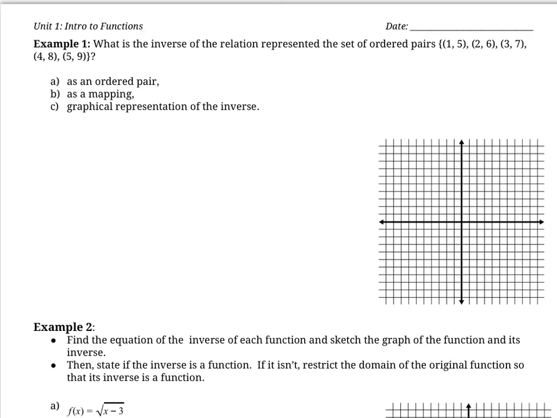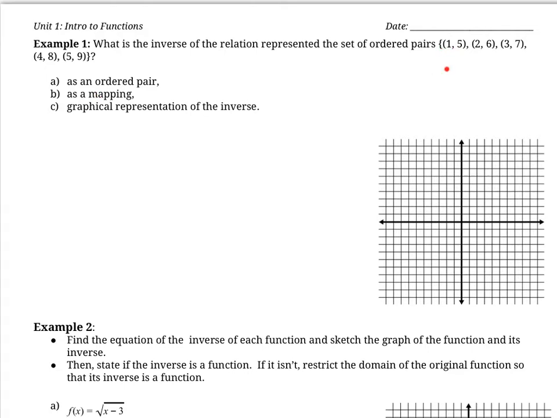Let's continue from where we left off today and start with example number 1. Example 1 says, what's the inverse of a relation that's represented by this set of ordered pairs? So can we write the inverse as a set of another ordered pairs, as a mapping, and graphically?